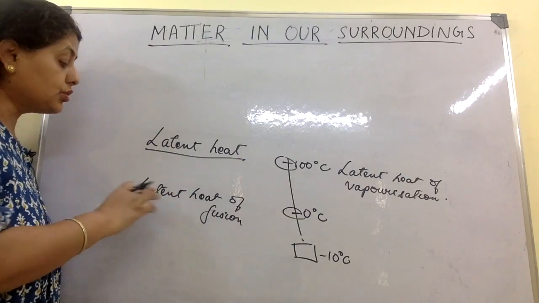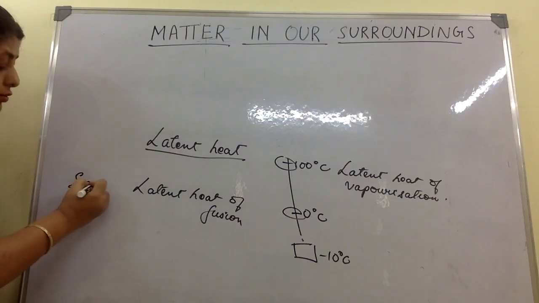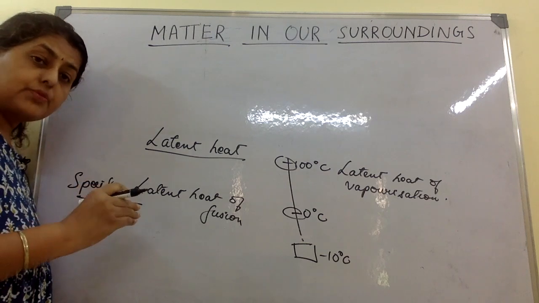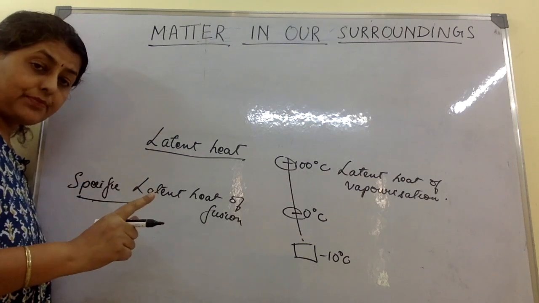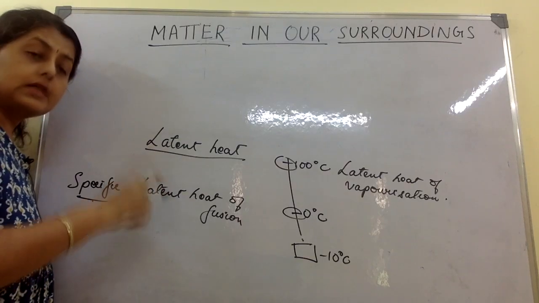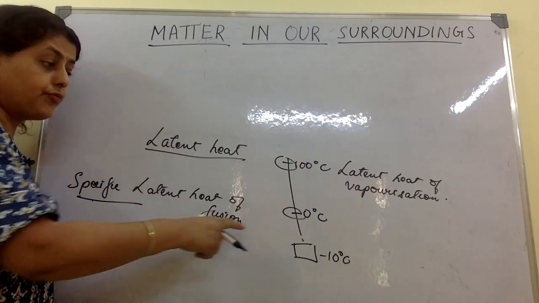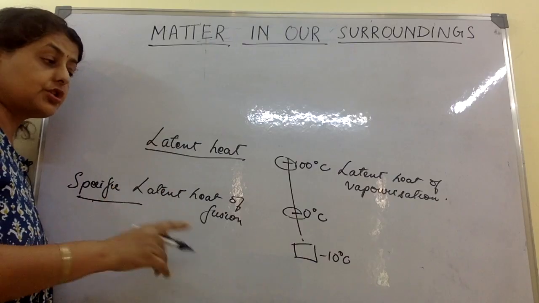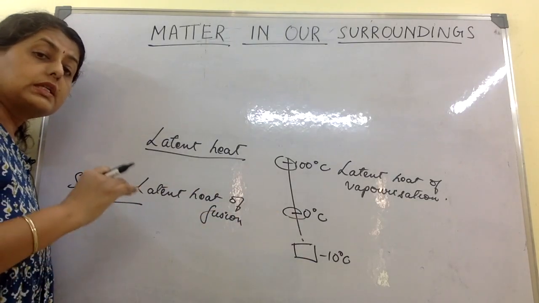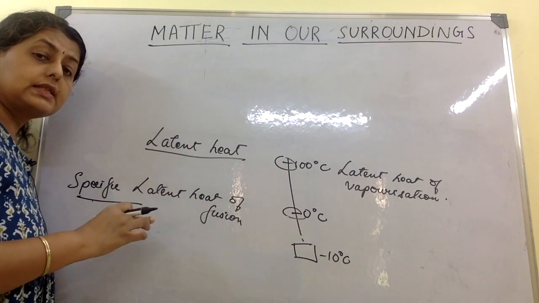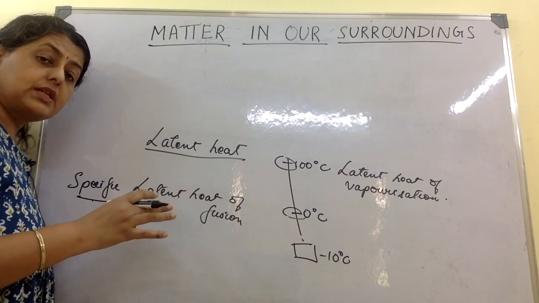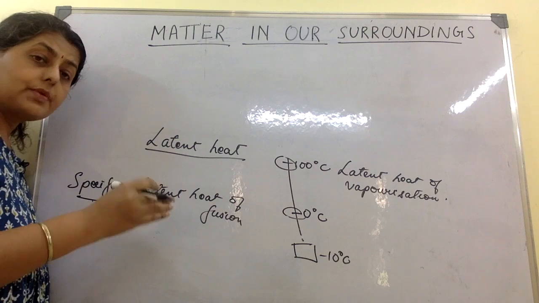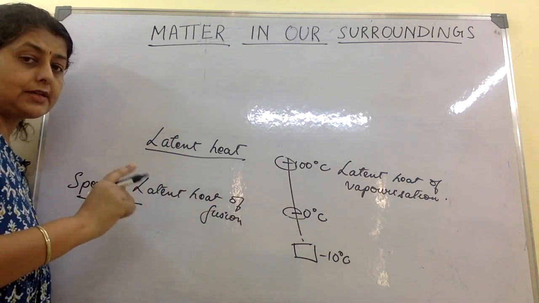Now sometimes they also use one word, specific. Now when they use the word specific, it means the amount of heat absorbed by 1 kg or 1 gram. In CGS 1 gram, in SI 1 kg of the substance while melting is called the specific latent heat. Here we will not talk about temperature because the temperature remains the same. So latent heat of fusion is the amount of heat that is being absorbed while melting. Specific latent heat is the amount of heat absorbed by 1 kg or 1 gram while melting.